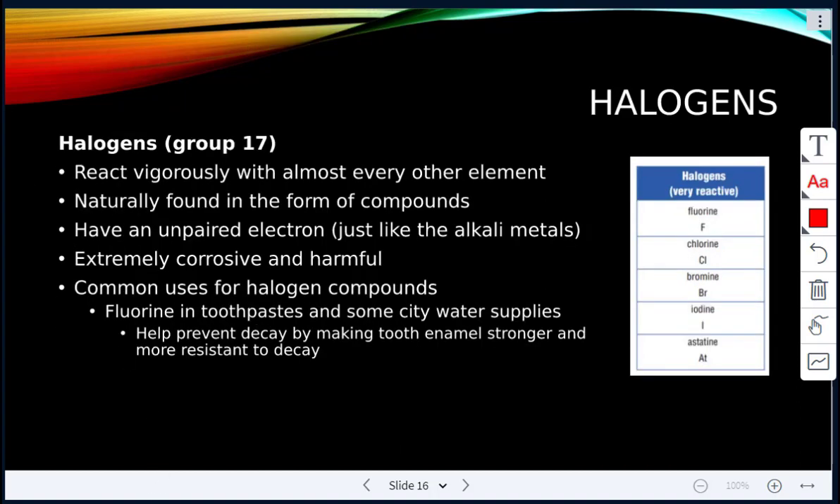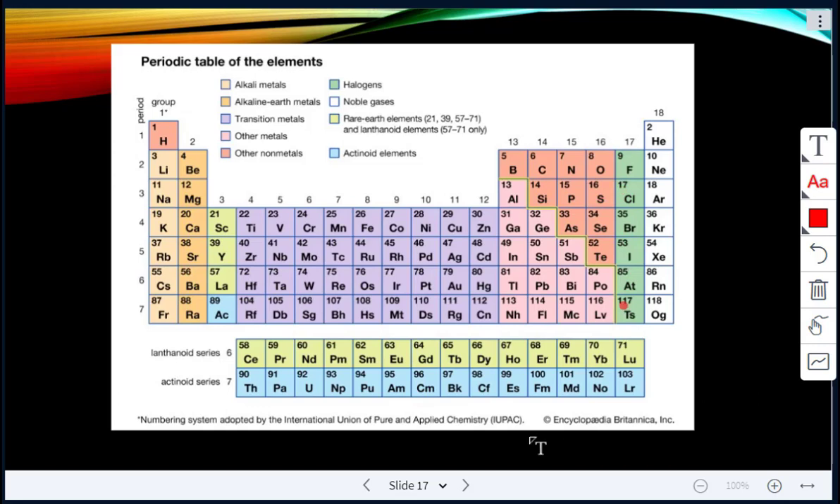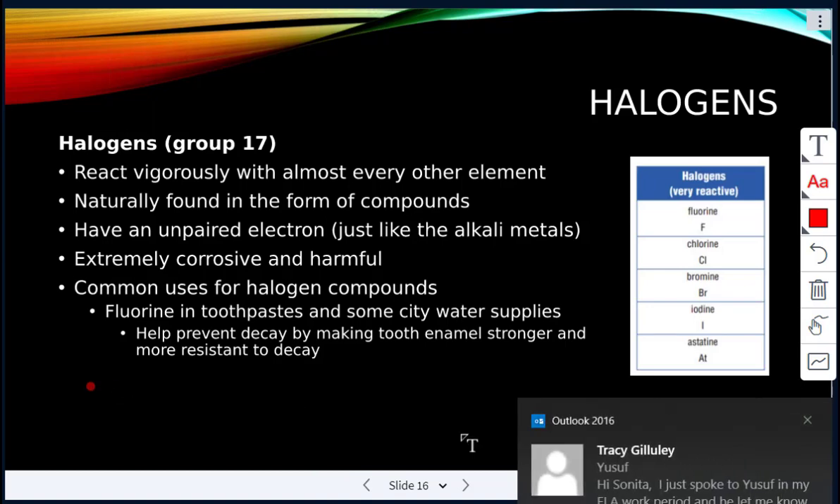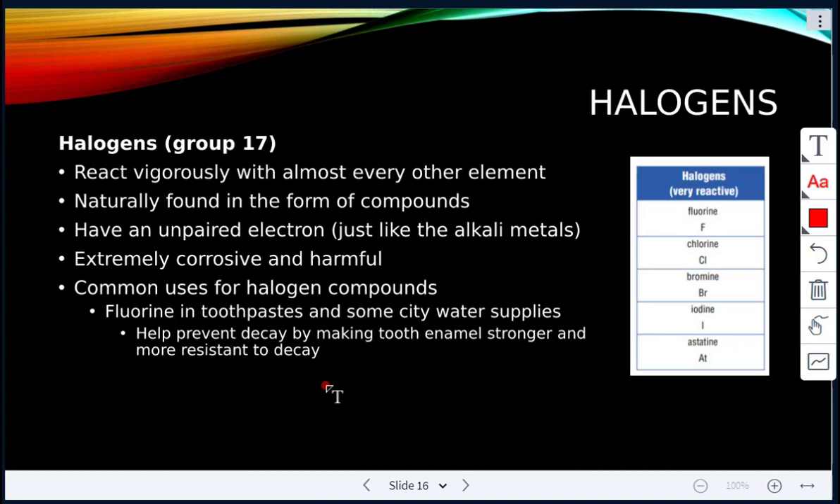Our last chemical family that we're going to talk about are the halogens, and these are group 17. Group 17 here, these are the halogens shown in green. They react very vigorously with almost every other element. They're naturally found in the form of compounds: fluorine, chlorine, bromine, iodine, and astatine. They're very reactive, and the reason is they have an unpaired electron, just like we saw with the alkali metals. Also, they're extremely corrosive and harmful.